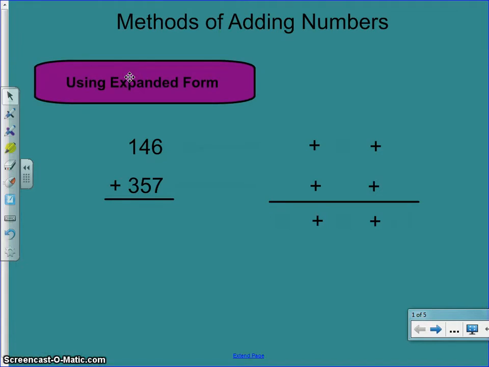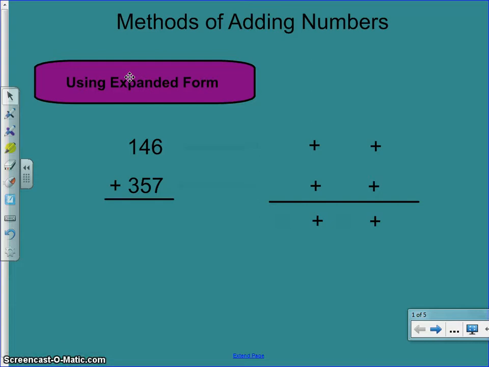This strategy I love to use when I do mental math, when I don't have any paper and I just have to do it in my head. I personally use this strategy a lot when I do math in my head. Basically what you're doing in this method is expanding each number into the sum of all the place values.